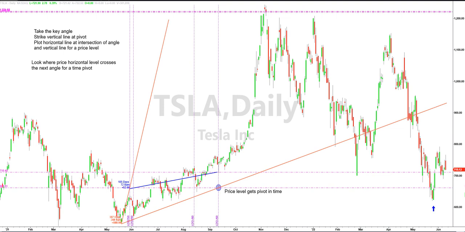This is the next video in the series on the secret phi angle. In this video I'm going to show another technique to identify price and time based solely on these angles.